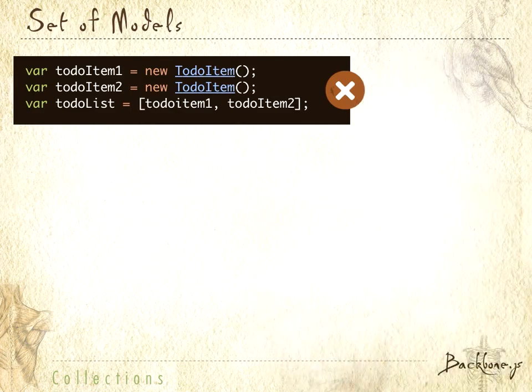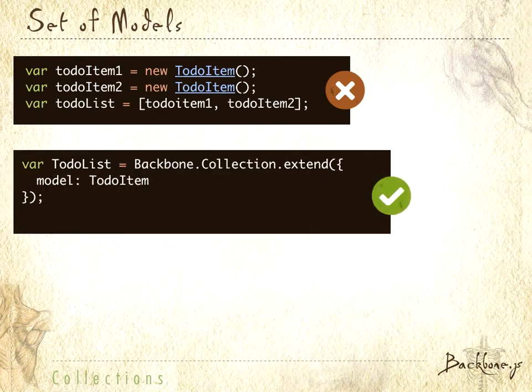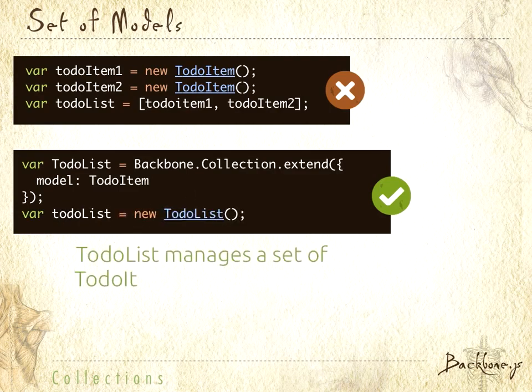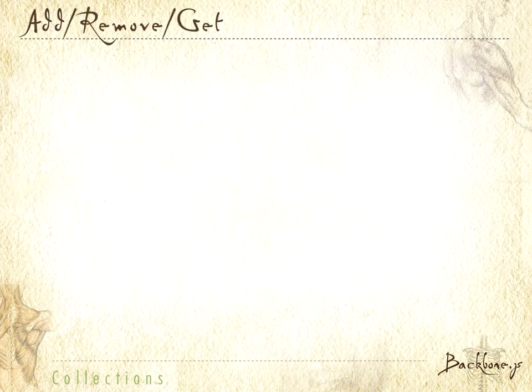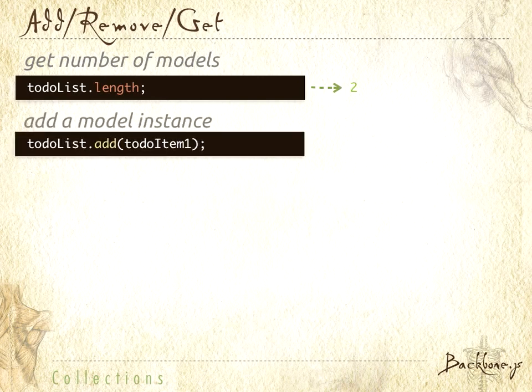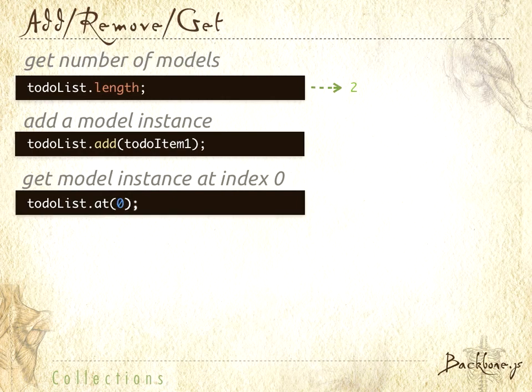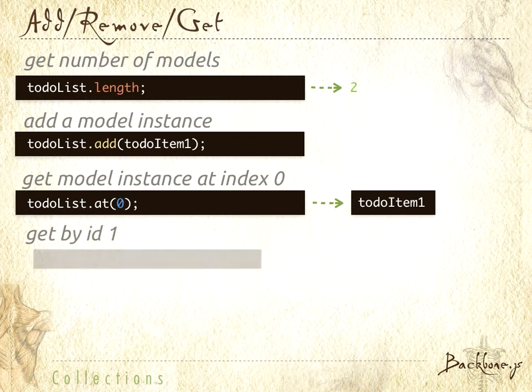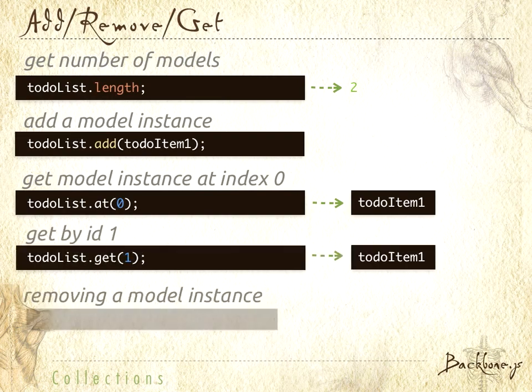We could use collections. Here, we're defining a to-do list collection class, just like we've done with models and views. The only thing we have to do is make sure we specify which model the collection is managing, in this case, to-do item. And then we can create a new instance of the to-do list collection and have this manage a set of models. Here are a couple things we can do with collection instances, like get the number of models inside, using length. We can add a model instance using add. We can get a model instance at a certain index using at, and that'll return a model instance. We can get a model instance by its ID, and we can remove a model instance using remove.